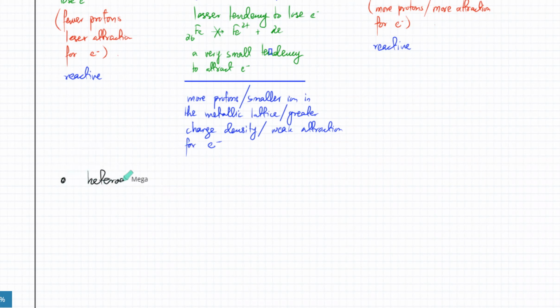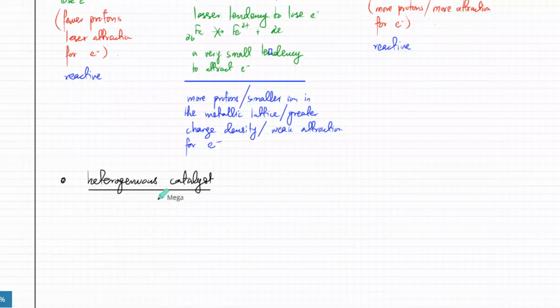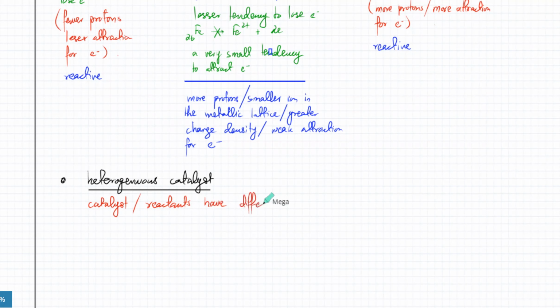So the first one is, how does it act as a heterogeneous catalyst? And the way it's going to do that is, so what is a heterogeneous catalyst? That's the first thing. When the catalyst and the reactants have a different phase, that is a heterogeneous catalyst. So iron in the Haber process is a prime example.